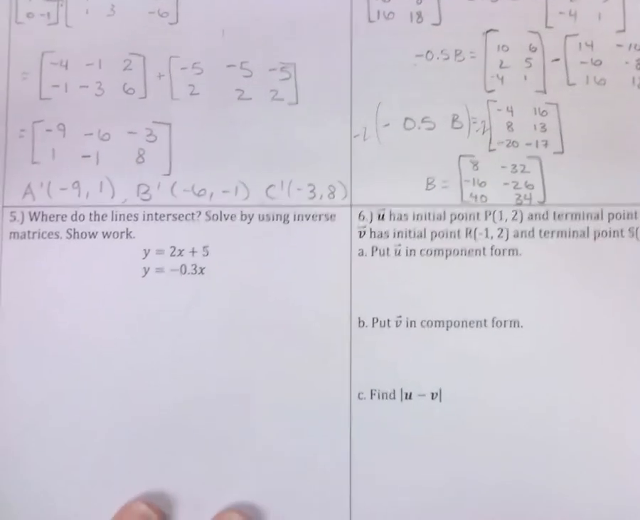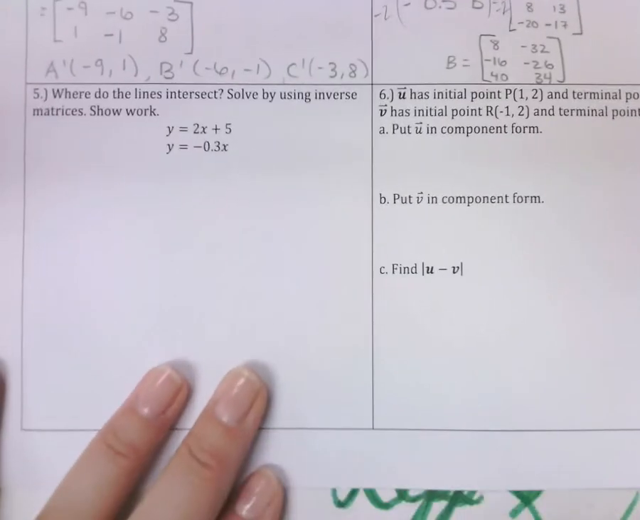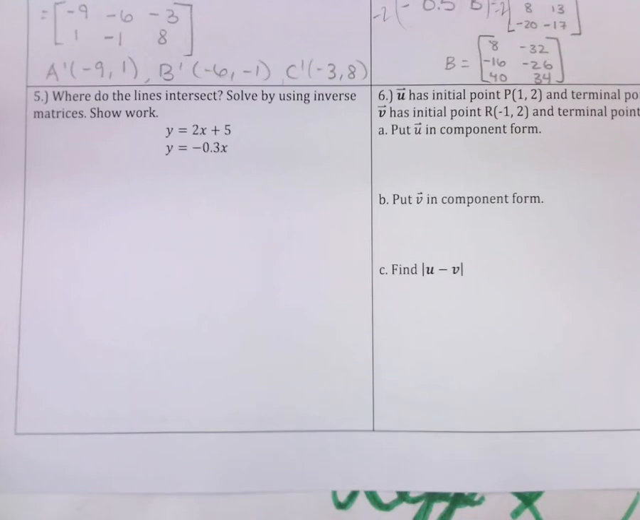One of the things we've been doing is solving equations using matrices. Back in chapter 3 when we solved systems, the very first kind of application for systems of equations was we graphed lines and then saw where they intersect. That's the same thing as solving the system of equations. So this question is just worded differently. It says where do the lines intersect? Same thing as solve the system of equations.